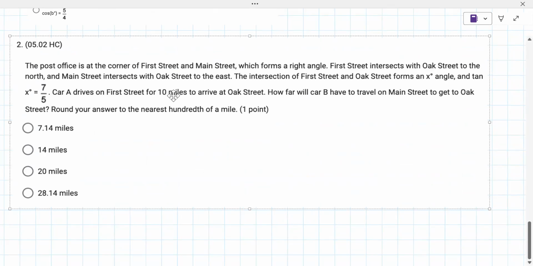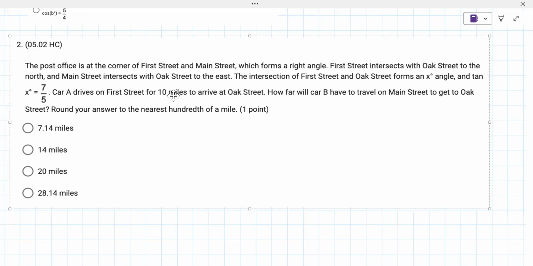All right, the post office is the corner of First and Main Street, which forms a right angle. First Street intersects with Oak Street to the north, and Main Street intersects with Oak Street to the east. The intersection of First Street and Oak Street forms an angle X, and tangent X equals 7/5. Car A drives on First Street for 10 miles to arrive at Oak Street. How far will car B have to travel on Main Street to get to Oak Street?